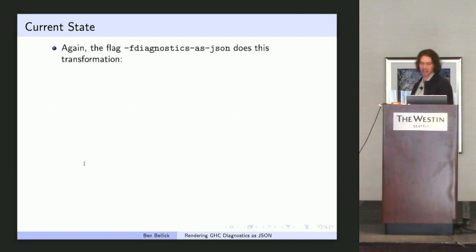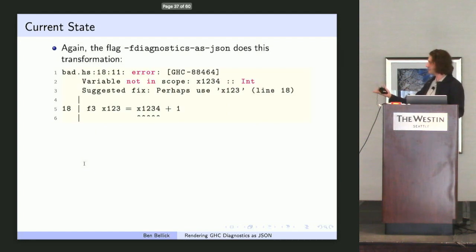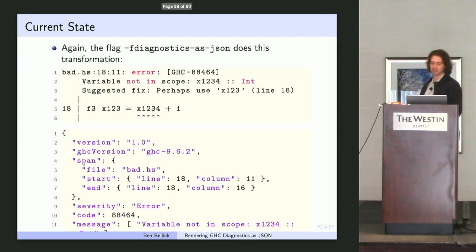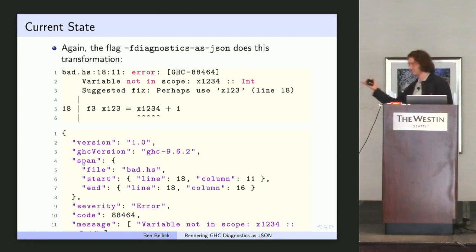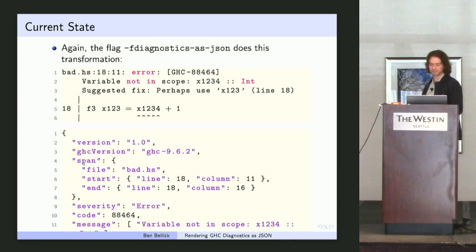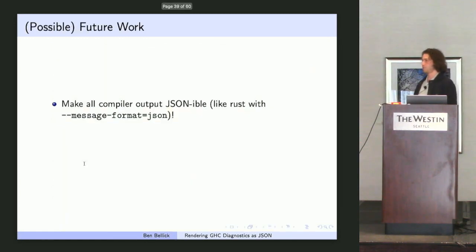So the flag is fdiagnostics as JSON. This is what error messages look like now, and here's what they look like with the flag passed in. It got a little cut off, but I think you understand the spirit of the message. And possible work down the line.